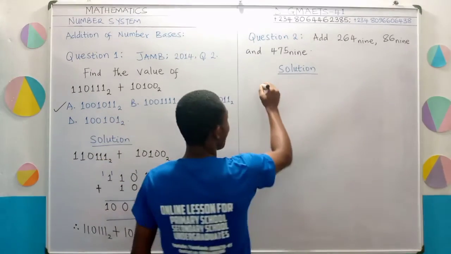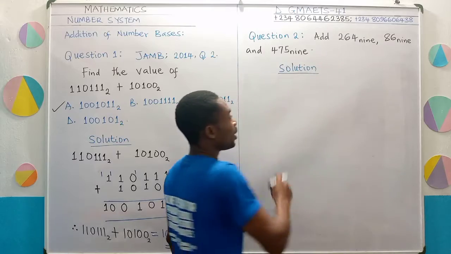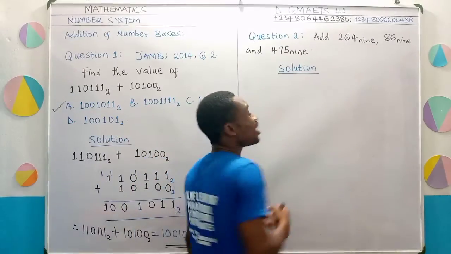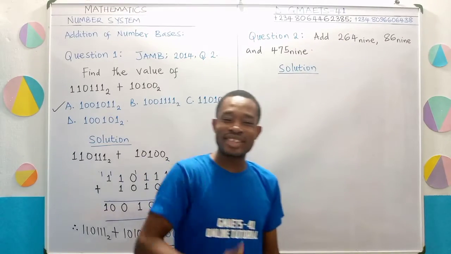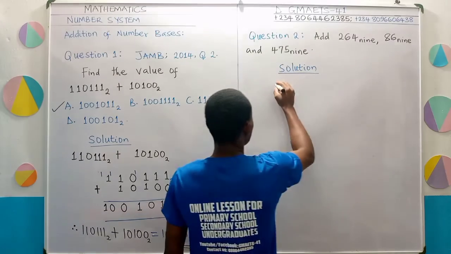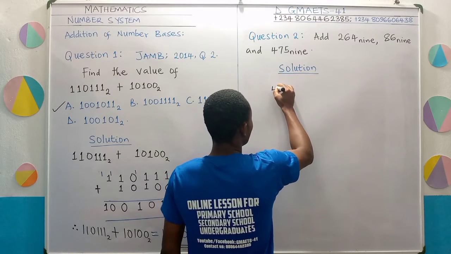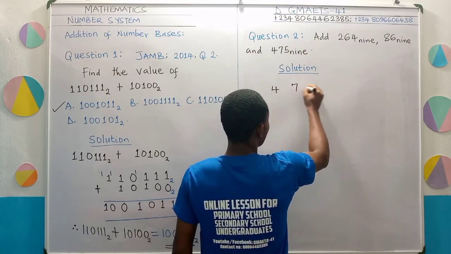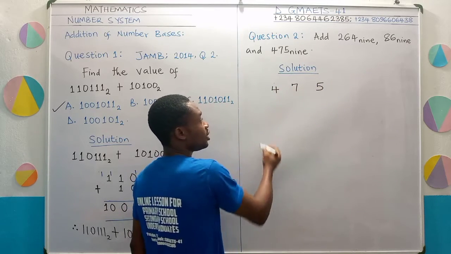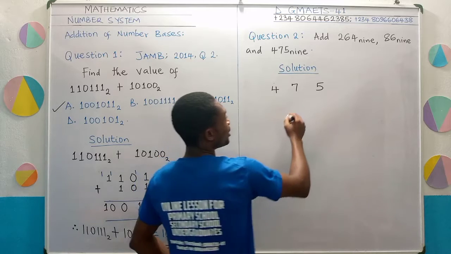Question number 2, we are to add 264, 86, and 475. I usually like writing the biggest number first when I'm dealing with addition. So I'll bring this 475, 4, 7, and then 5. So you see units, tens, and hundreds. That's in base 9.